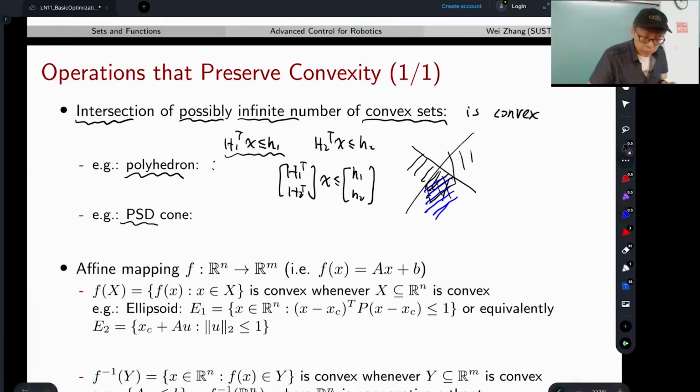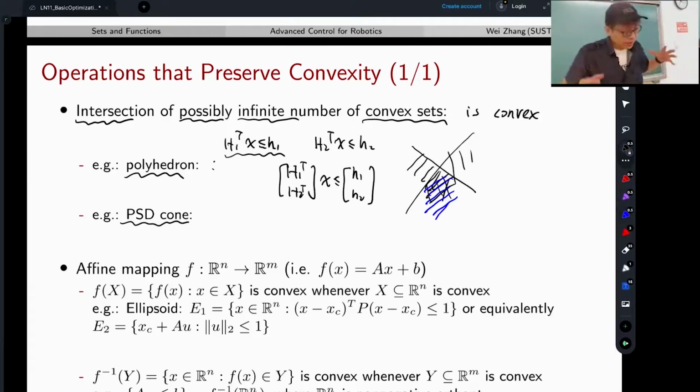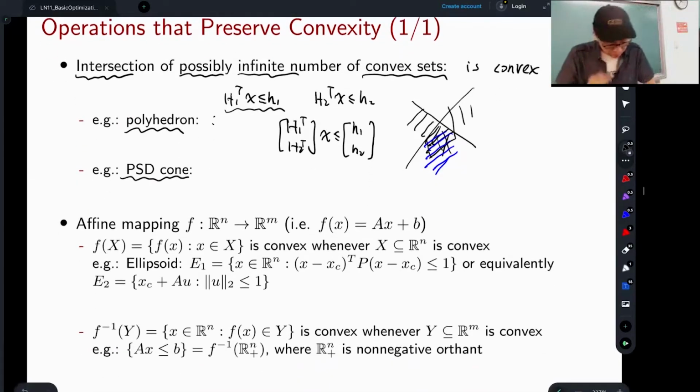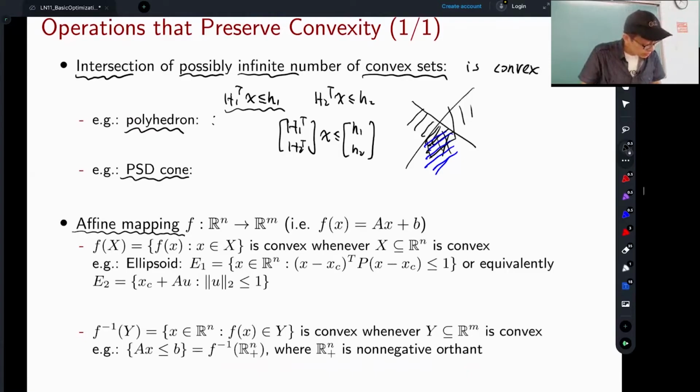So we can also prove the positive semi-definite cone is convex by thinking of this as an intersection of uncountably many sets, but I don't want to discuss that in detail today. All right, another basic one, I think there are many, I don't want to go over all of them. So an affine mapping of a convex set is always convex.